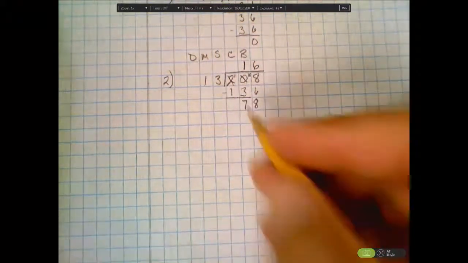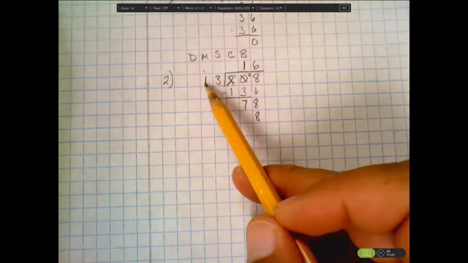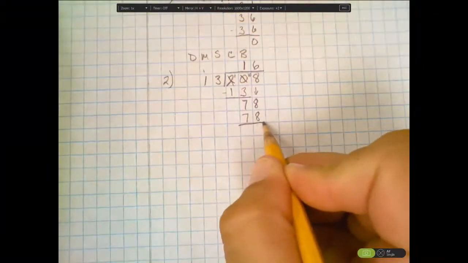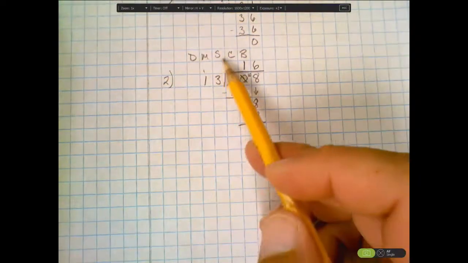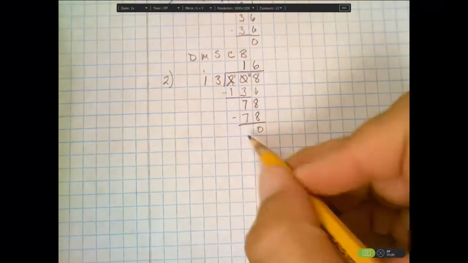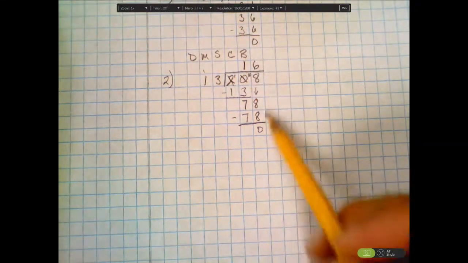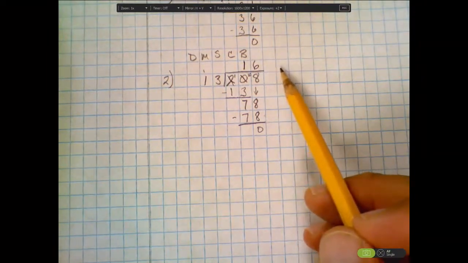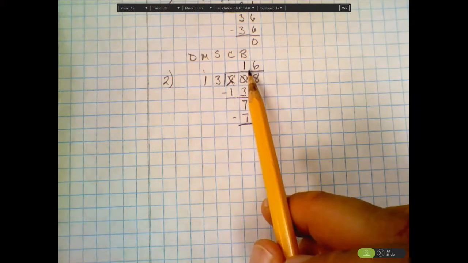6 times 3 is 18, so we put an 8 there. Carry the 1. 6 times 1 is 6, plus 1 is 7. Well, look at that. It worked out just perfectly. So the next step after we multiply is to subtract. 8 minus 8 is 0. 7 minus 7 is 0. We check, is 0 less than 13? Yes, it is. So we're ready to bring down. Well, there's nothing left to bring down. We have a 0 for a remainder, so we don't have to write that. And so the solution to our problem is 208 divided by 13 is 16.